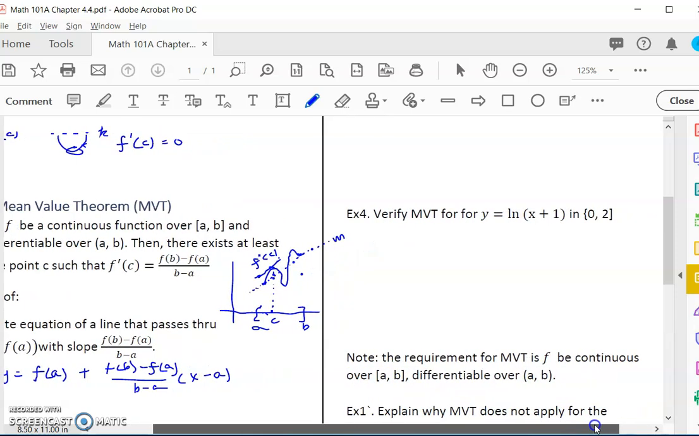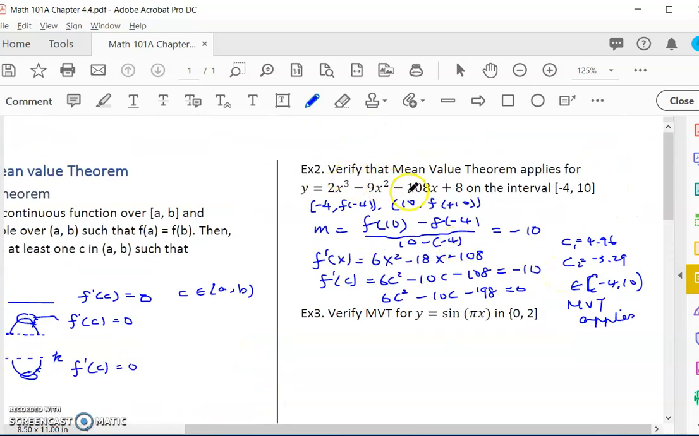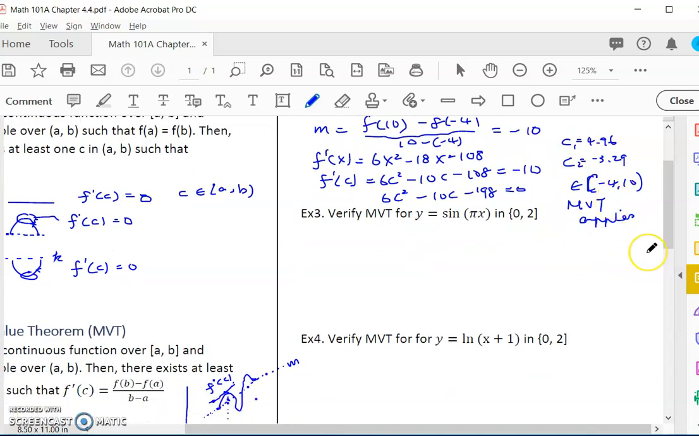I think it's better to explain with a picture. The book also had a very good picture. So we did an example here to verify that I can find a c that would actually have the same tangent line slope as the secant line slope. So let's do this function, sine pi x. We know it's continuous and differentiable on this closed interval from 0 to 2, and we want to find that it satisfies the mean value theorem.